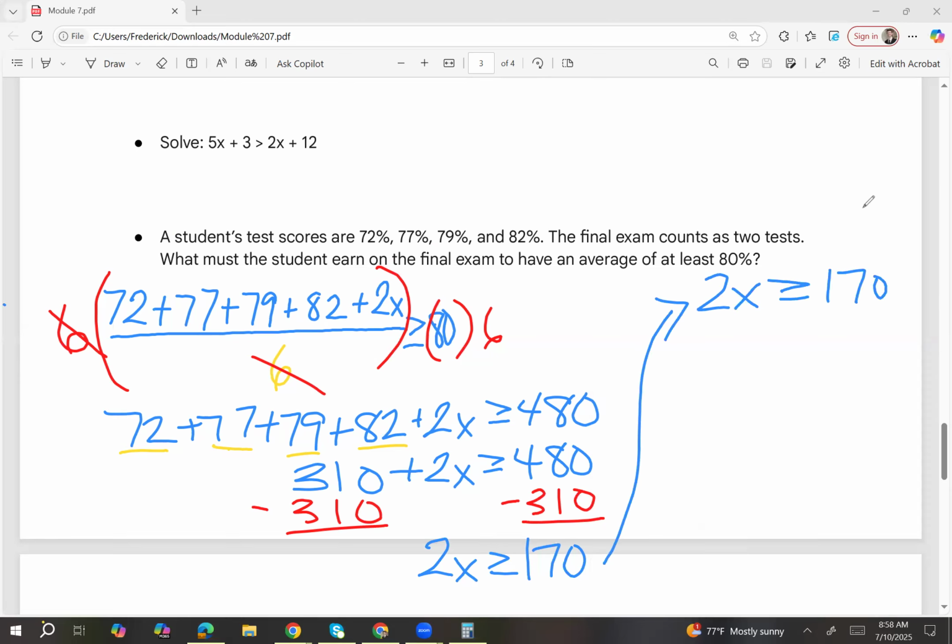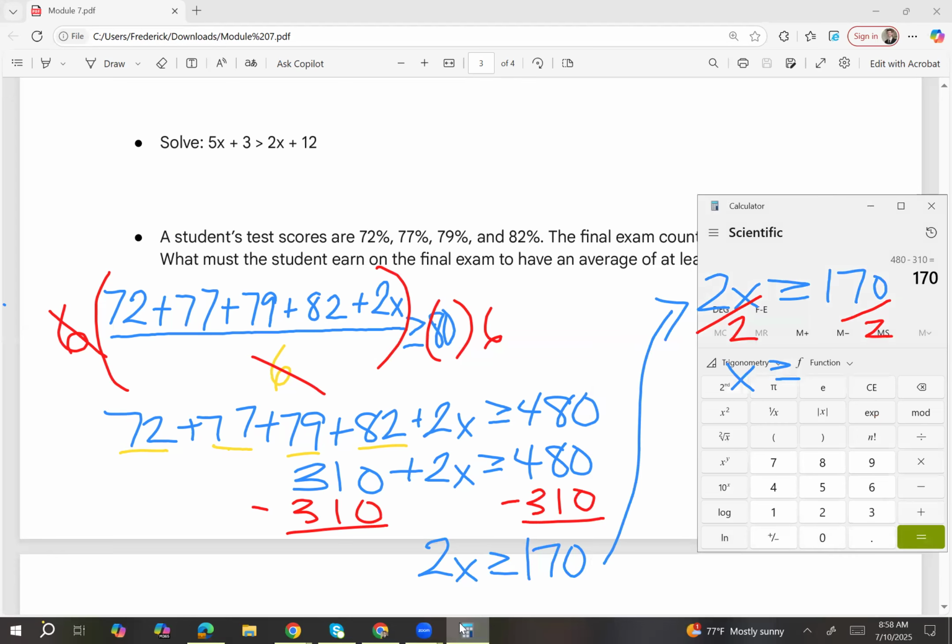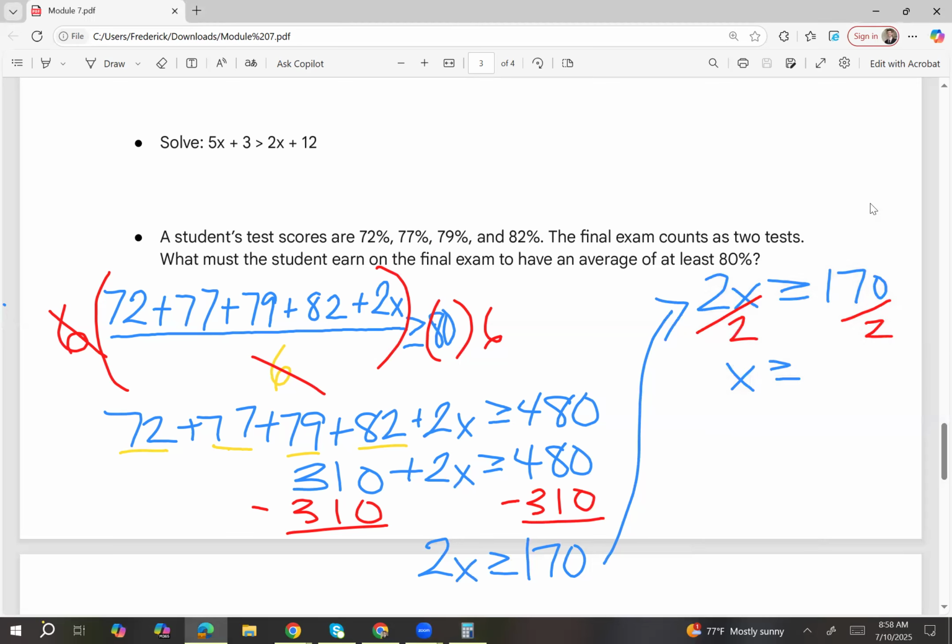Now we're at that stage where you have number times variable. So divide that quantity to get the variable by itself. Divide by 2. That gives us x greater than or equal to, and then 170 divided by 2. Take your calculator for that if needed. Divide by 2. We got 85. The x is greater than or equal to 85. That means 85 will be the lowest we want to earn. It can be equal, so we use a square bracket on that number bound.